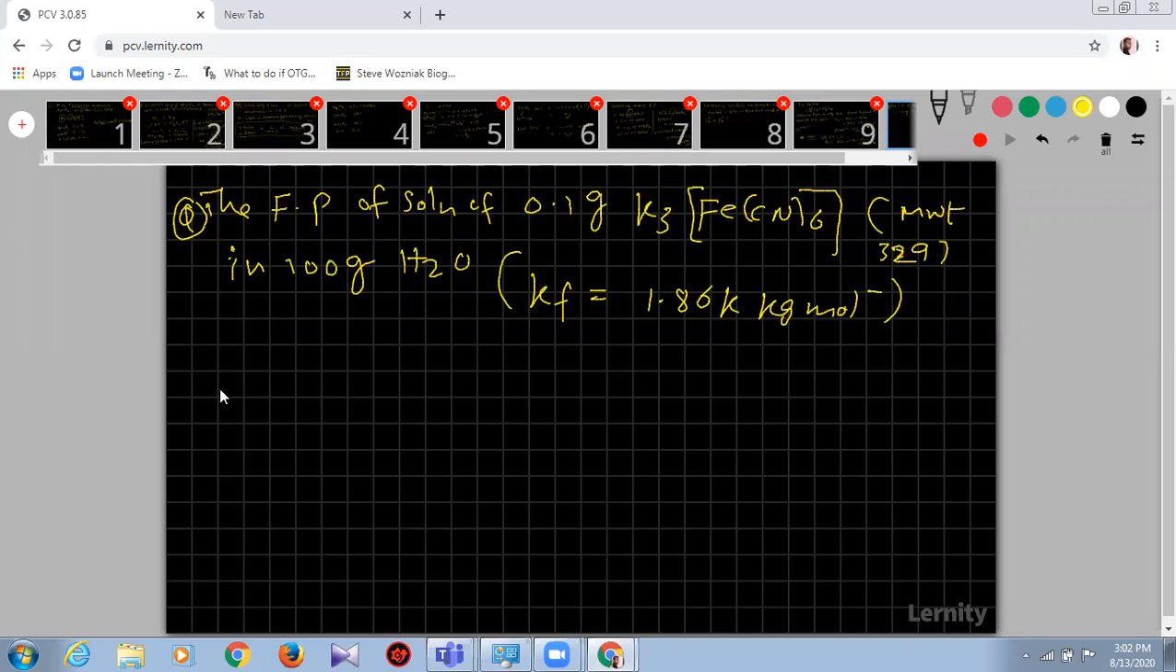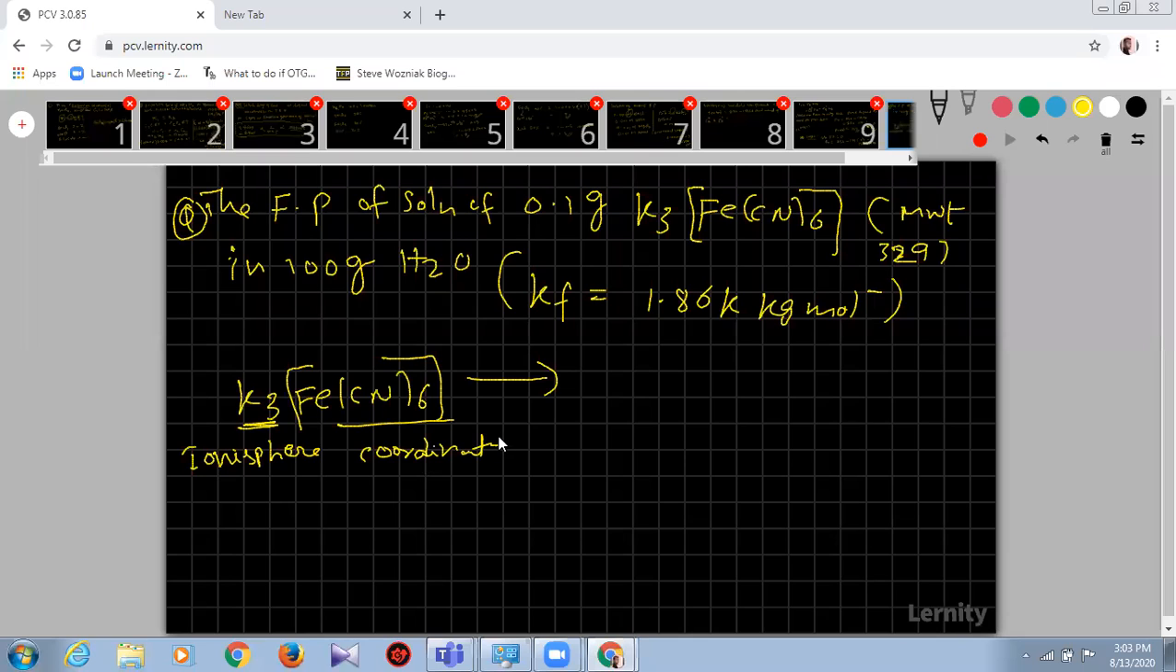So first, freezing point. What is the relation here? Once you dissolve this potassium ferrocyanide, K3Fe(CN)6, in the water, it splits into ions. This you call the ionization sphere, and this you call the coordination sphere.